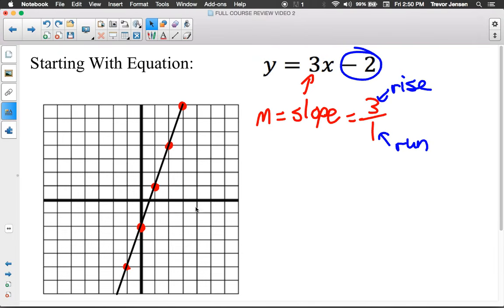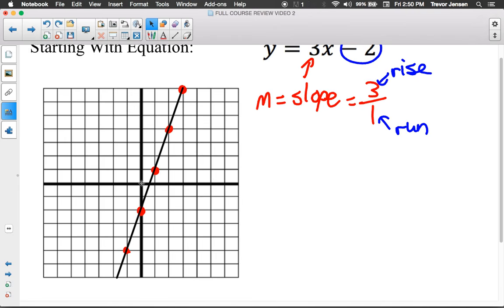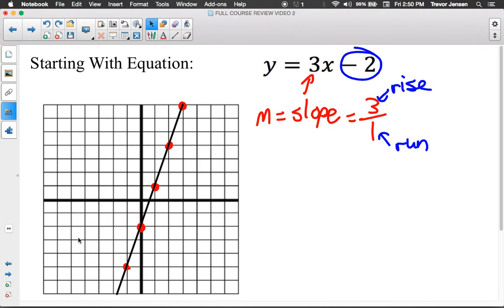And that's how to go from the equation to the graph. Plot your y-intercept. So use your b value to plot your y-intercept. Then use your slope. Use the rise and the run. The numerator is the rise, the denominator is the run. For rise, counting up is positive. Counting to the right is positive for run. If we had a negative rise, we would count down. If we had a negative run, we would count left, and so on.